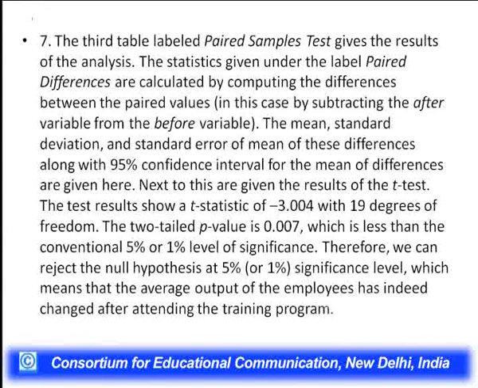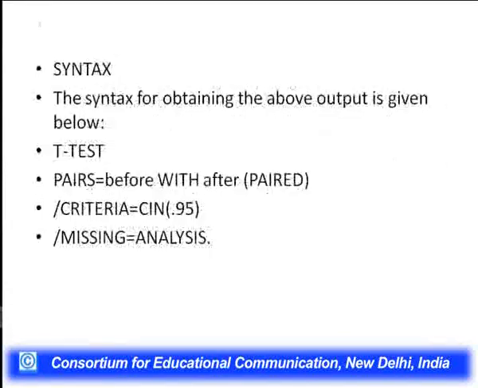Next to this are given the results of the t-test. The t-test shows a t-statistic of -3.004 with 19 degrees of freedom. The two-tailed p-value is 0.007, which is less than the conventional 5% or 1% level of significance. Therefore, we can reject the null hypothesis at 5% and even at 1% level of significance, which means the average output of the employees has indeed changed after attending the training program.